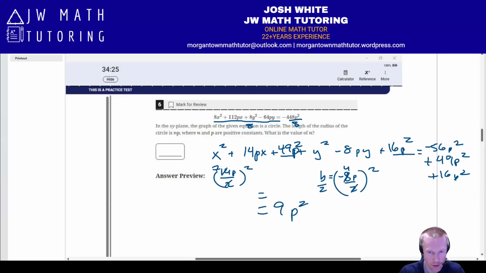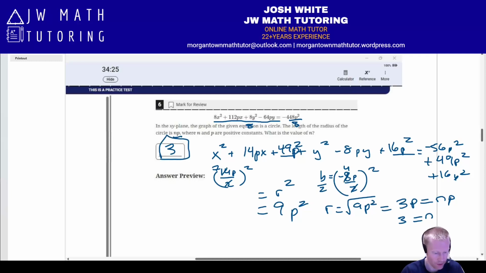And again, standard form equation of a circle, the right side is equal to r squared. So that means the radius is equal to the square root of 9p squared, which is just 3p. And they tell us in the problem that the length of the radius is equal to np. So therefore, n just has to equal 3. So the correct answer for this one is 3.